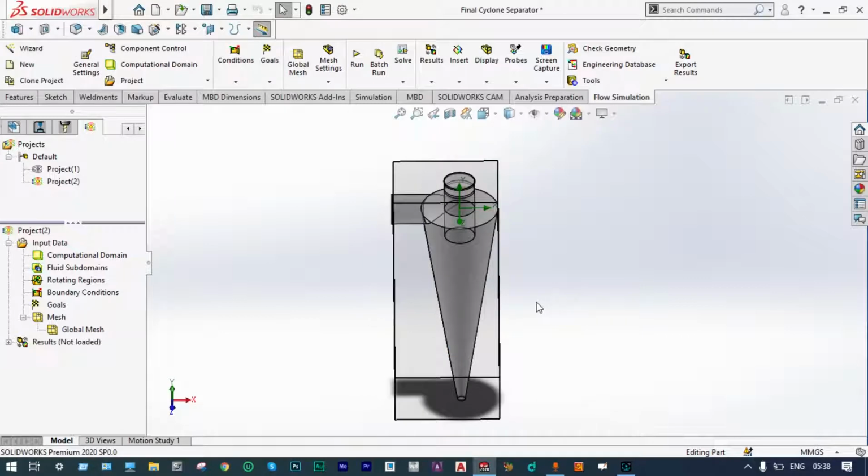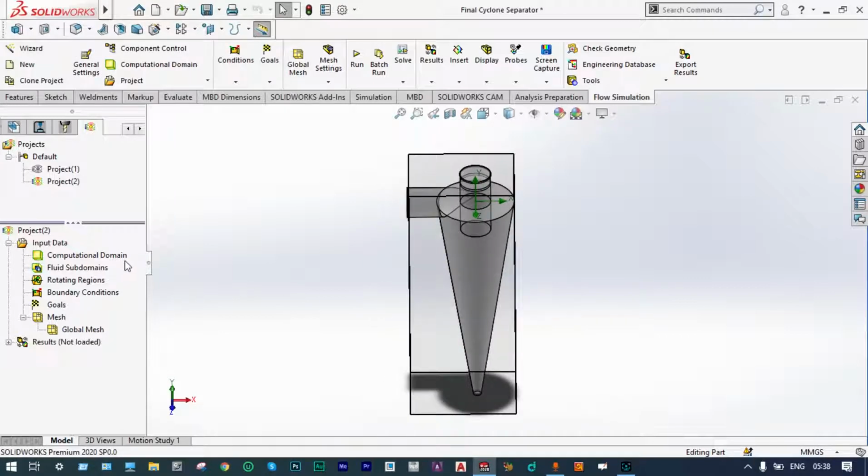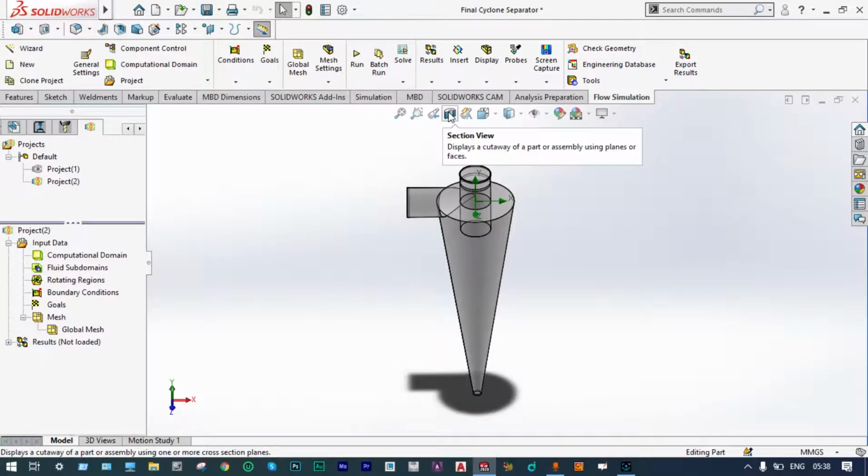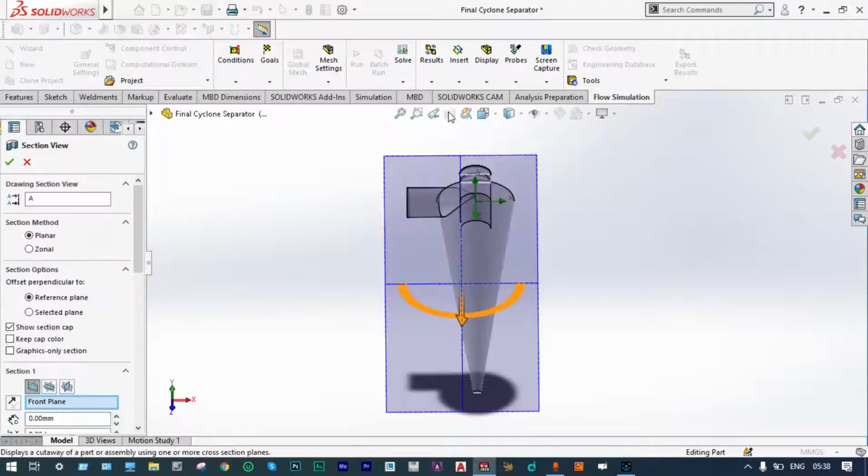This is the computational domain. Now we can hide this part and apply our boundary conditions. For applying initial conditions and boundary conditions, it is always suggested to have a sectioned view of this model. So we can cut the model from the front plane and apply boundary conditions in a better way.